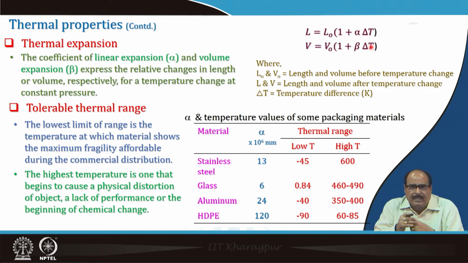For example, you see the stainless steel, its alpha, that is the linear expansion, is 13 into 10 to the power 6 mm, whereas its temperature range is lowest minus 45 to about 600 degree. HDPE has alpha 120 and the lowest temperature minus 90 and higher temperature is 60 to 80 degree, and these temperatures are generally in degree Celsius.